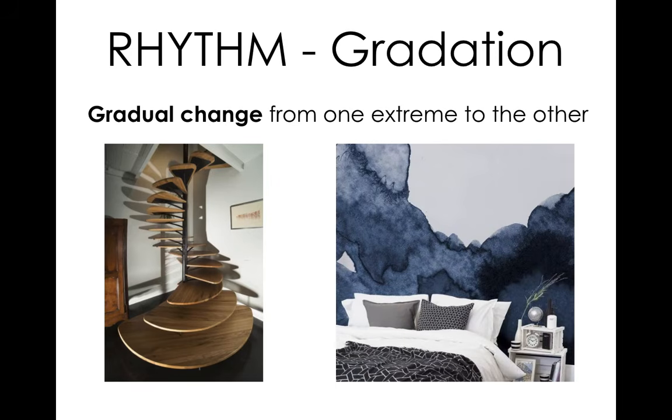The next one we have is rhythm gradation. Rhythm gradation is just a gradual change from one extreme to the other. It could be small to large, like these steps in this spiral staircase, but it could also be light to dark or dark to light, like you see in this wall covering or wall treatment. This would be kind of like when you look at your phone and you see how many bars of service you have. If it gradually goes up, from smaller to larger.